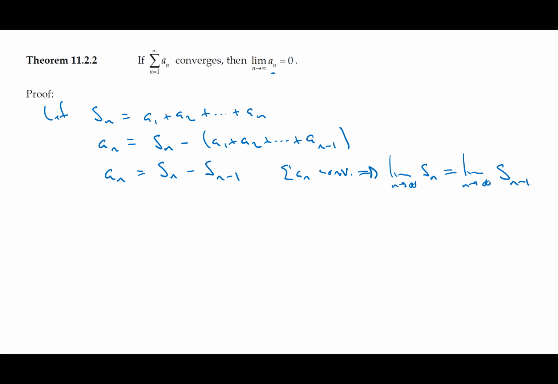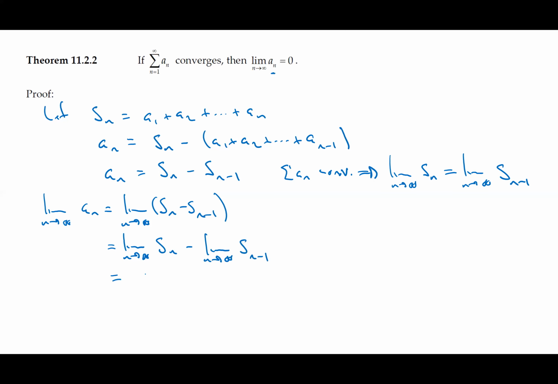So limit as n goes to infinity, An equals limit as n goes to infinity, Sn minus Sn minus 1. And I know that these both exist and are equal. And so we get 0, okay? And that proves it.